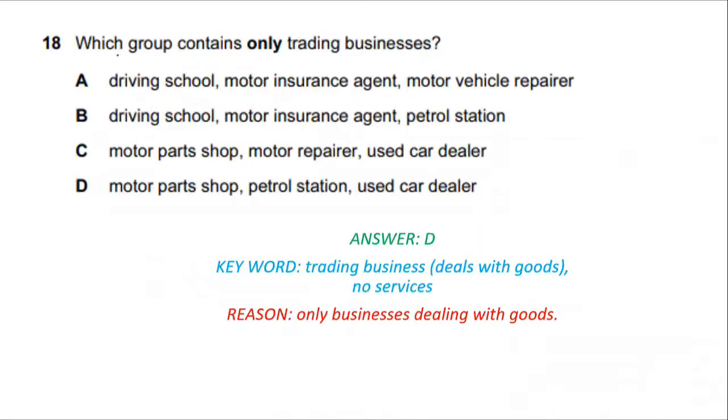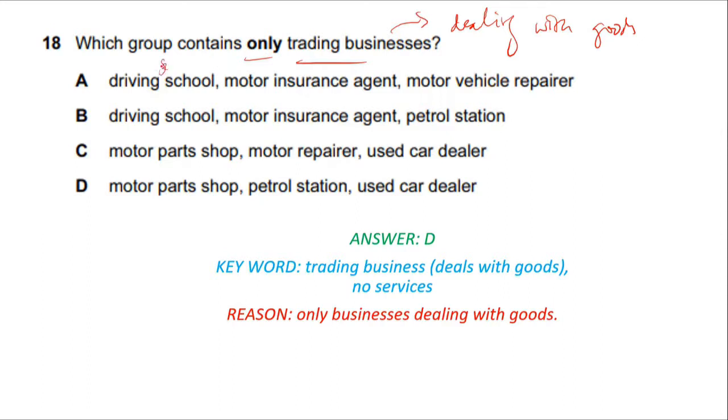Multiple choice number 18. Which group contains only trading businesses? Now you need to understand what trading businesses are. Trading businesses are basically dealing with goods. So you need to look for options which are only dealing with transfer of goods. So let's see option A.